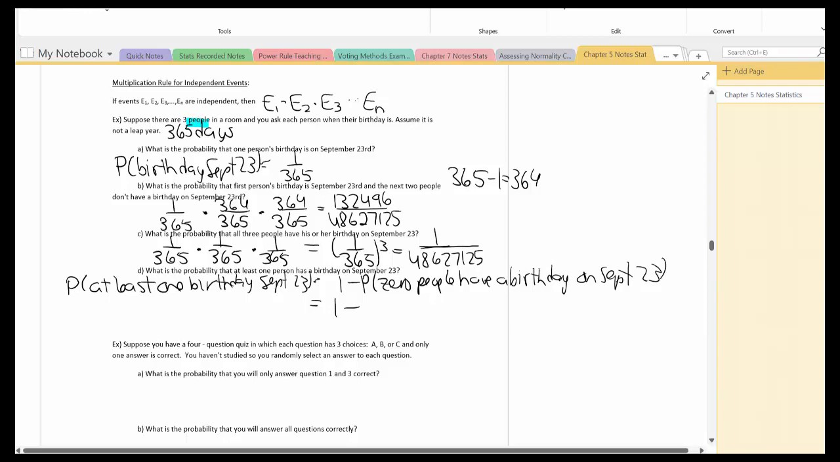So again, 3 people. The probability of not having a birthday on September 23rd is 364 out of 365. The second person not having a birthday on September 23rd, same. Third person, exactly the same. This is the same thing as this.